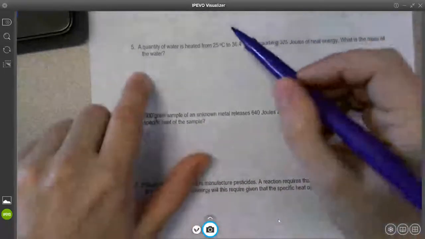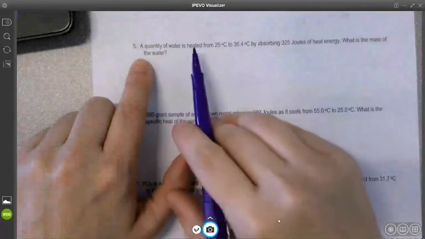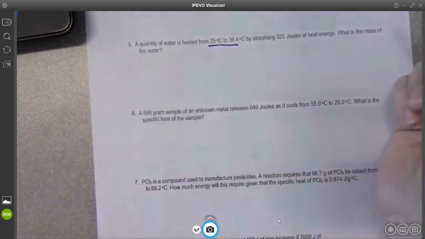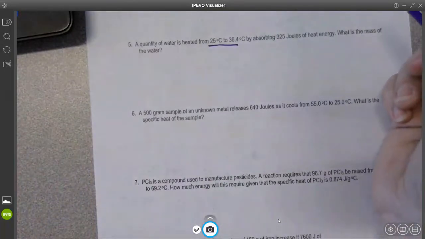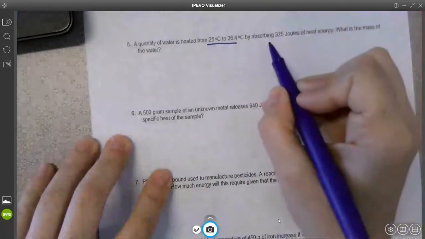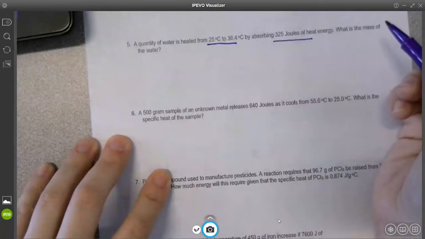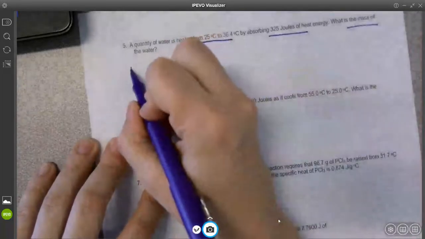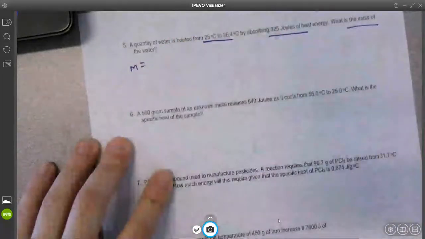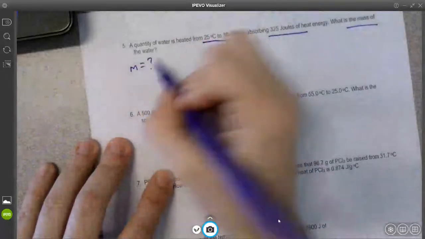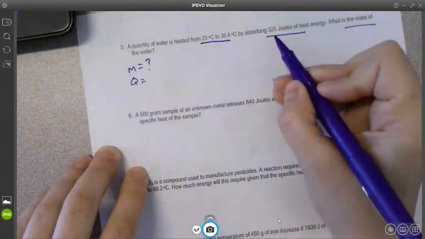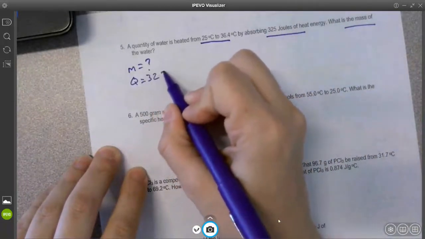So let's move on to question number 5. A quantity of water is heated from 25 degrees Celsius to 36.4 degrees Celsius by absorbing 325 joules of heat energy. What is the mass? Kind of off to the side, identify what you have. Mass, we don't know. You know that Q is going to be equal to your joules, what you have here, so 325.